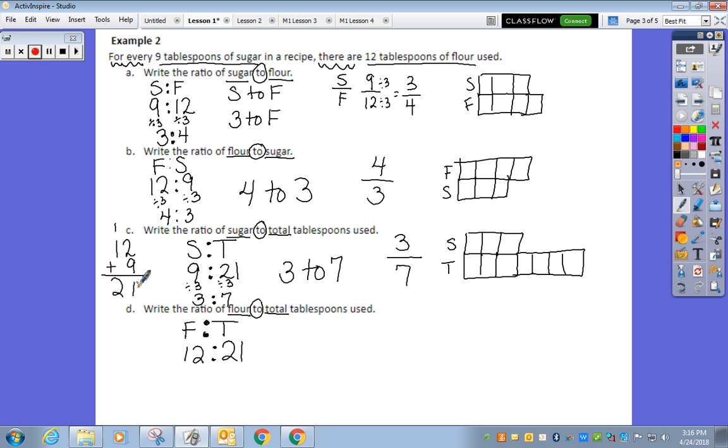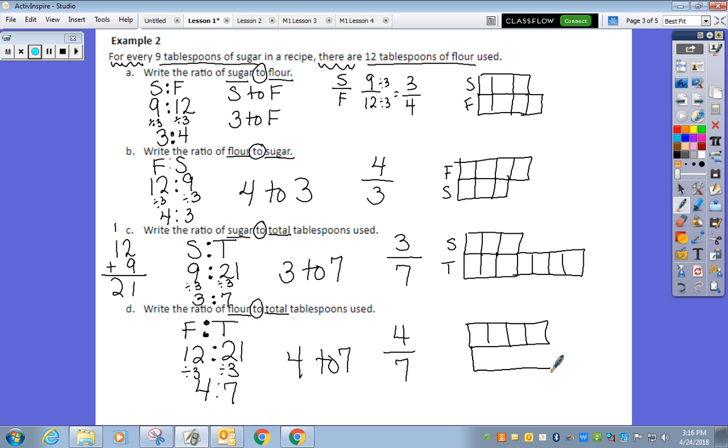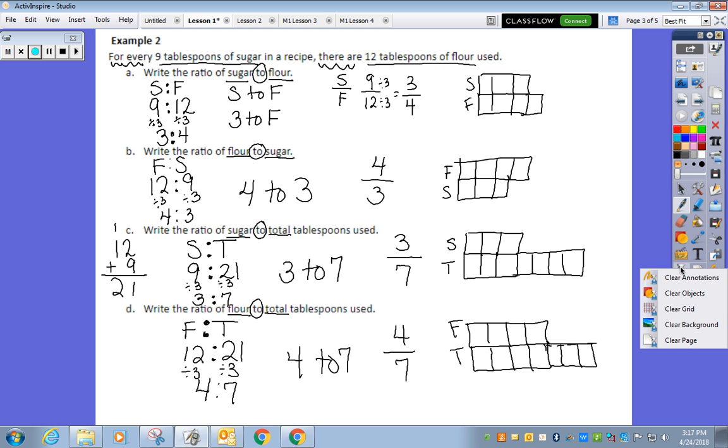Same total, hasn't changed. I'm going to divide both by 3 because they can both be divided by 3, which gets me 4 to 7. Again, I can write that with the word "to," with a fraction, or with a tape diagram. Again, the important piece here is simplest form.